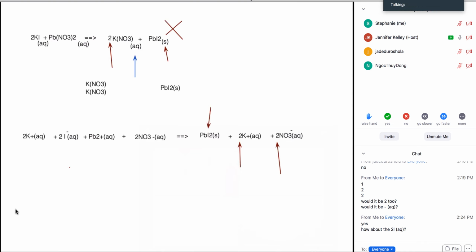Okay. So figuring out the coefficients seems kind of hard, but it's not really hard. You just have to figure out how they're connected and take apart all the aqueous things into their ions. And if they have polyatomic ions, keep the polyatomic ion together, but separate it from whatever else it's connected to. So for example, with the potassium nitrate, we kept nitrate together, but we did separate it from the potassium.